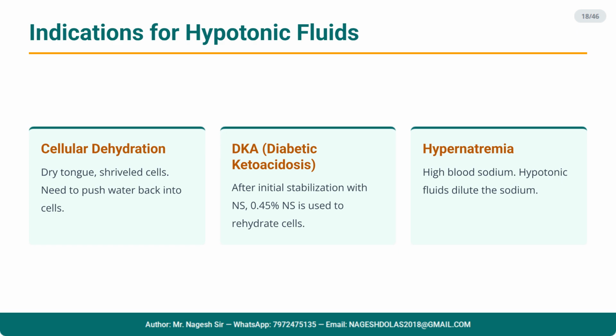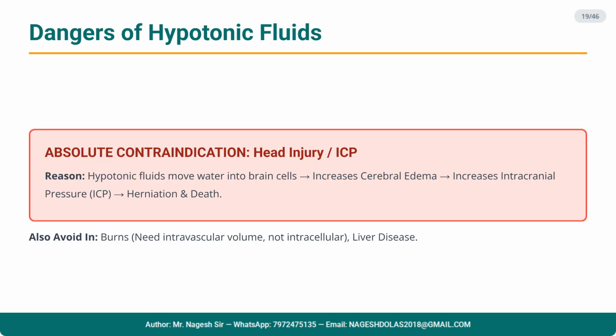Hypotonic fluids are indicated for cellular dehydration, used after initial stabilization in diabetic ketoacidosis, and for hypernatremia to dilute high blood sodium. Hypotonic fluids are an absolute contraindication in head injuries or increased intracranial pressure. They move water into brain cells, increasing cerebral edema and potentially causing herniation.